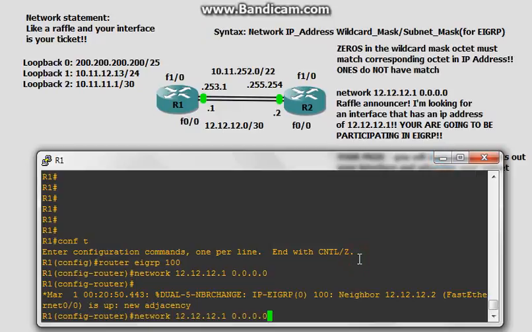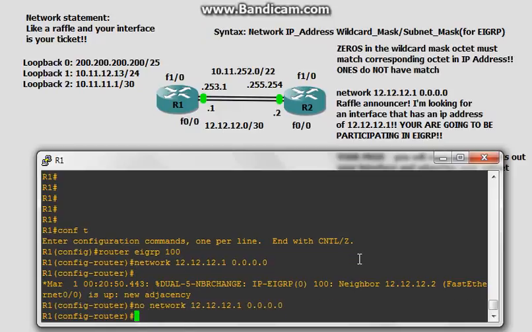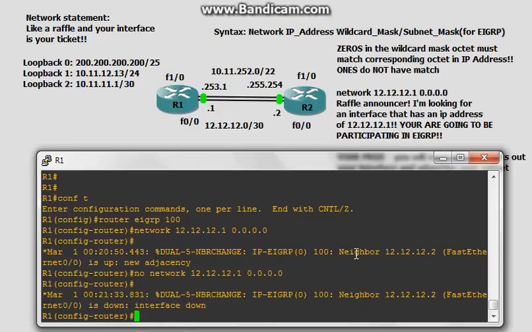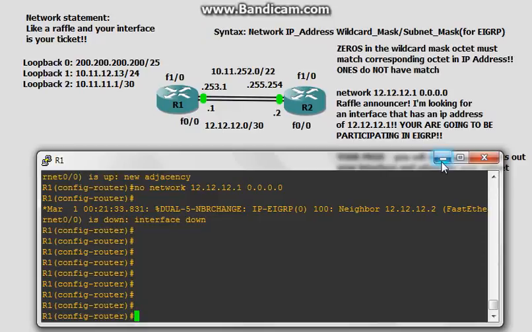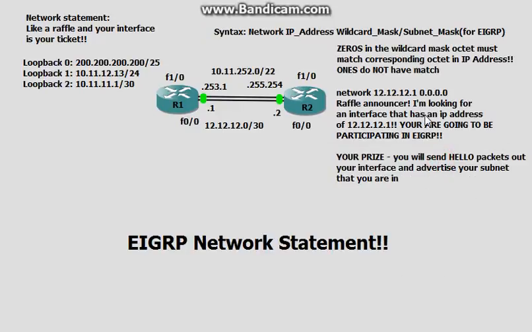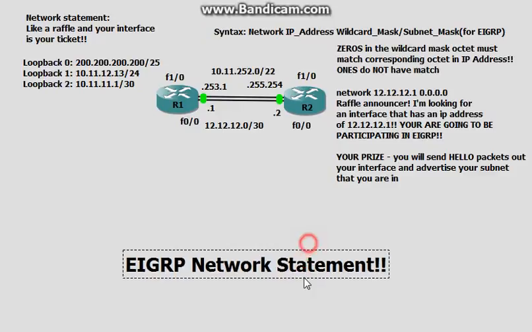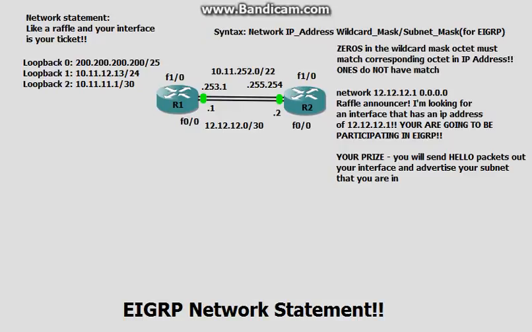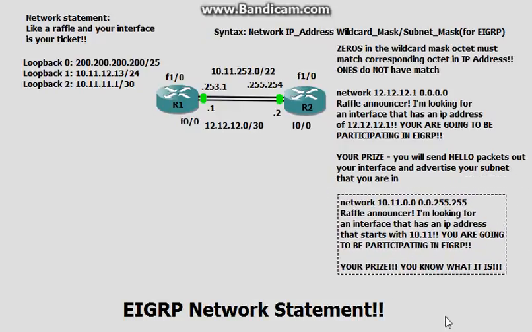So let's take that off, and we're going to do another network statement and see what happens. We should lose our adjacency. Yep. All right. So that was a good example. All zeros specifying a specific raffle ticket number. But what happens if we want to be more generic? Well, let's bring that example in. So let's move him down. Let's bring in this one right here. Network 10.11.0.0 with 0.0.255.255.